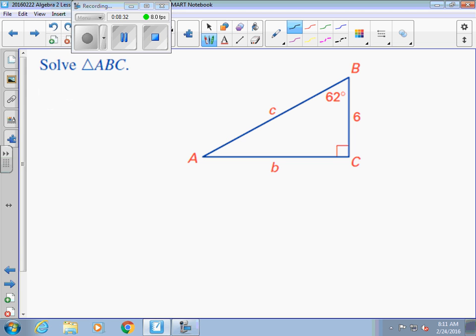Okay, again, right next to that one or right below that one on the back, this one tells you to solve triangle A, B, and C. Three values are up here for you. We can see that angle value 62 right there. That one's easy to see. We can also see that side value 6.